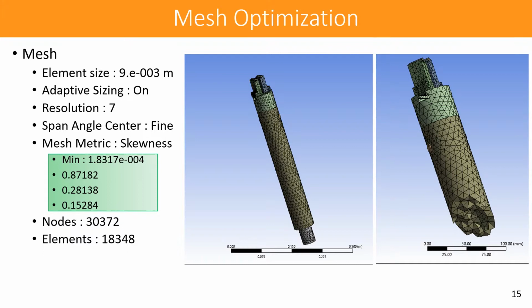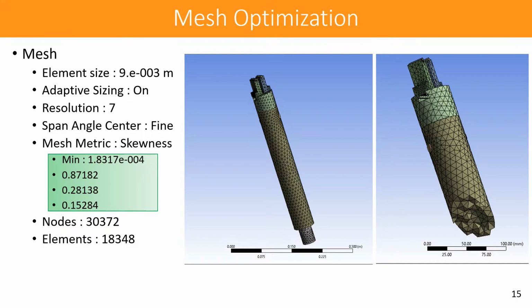So here we have the entire mesh. On the left-hand side is the entire geometry, while the right-hand side is a sectional view. With this mesh, we use an element size of 9e-3 meters. Adapting size was on. The resolution was 7. The span angle center was fine.